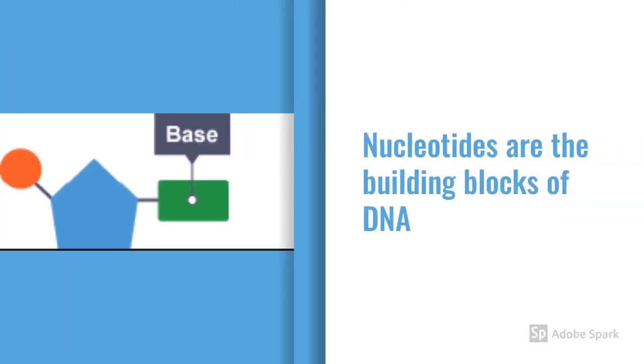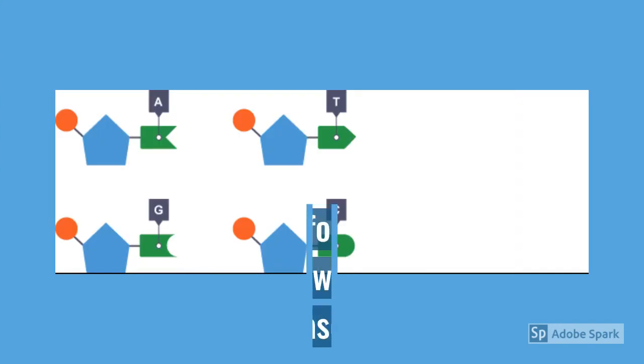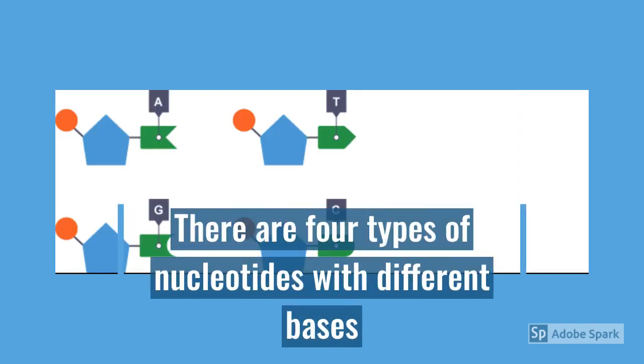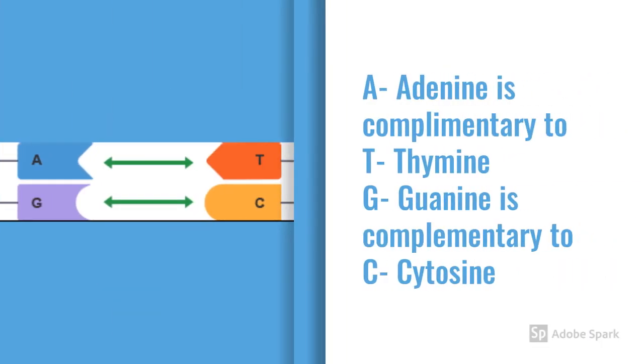Nucleotides are like the bricks of a house, the house being DNA. Nucleotides essentially make up DNA. Each nucleotide looks like the one on your screen. There are 4 types though, with different bases. If you look at the picture, you can see that some of the bases can complete each other. They are complementary. Adenine is complementary to thymine and guanine is complementary to cytosine.